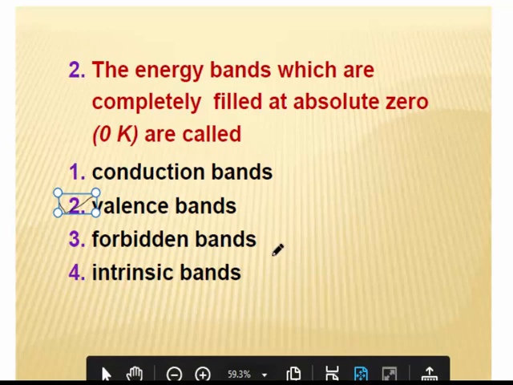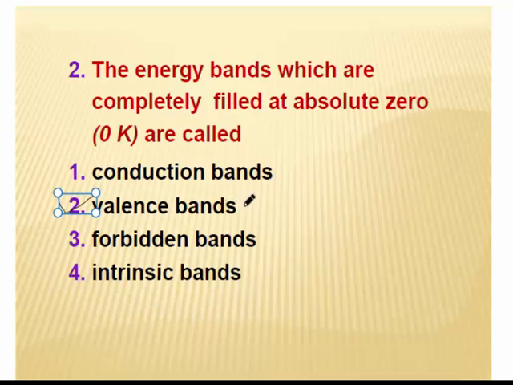Intrinsic bands are also not available. So answer is what? Valence band. Valence band is having completely filled electrons at 0 Kelvin. Next one. So next question, third question.